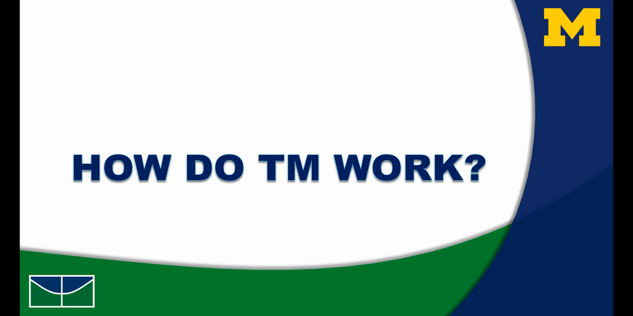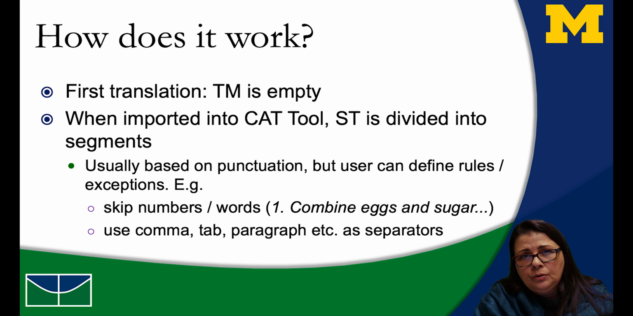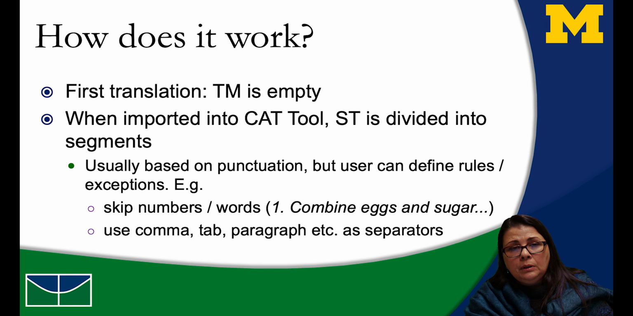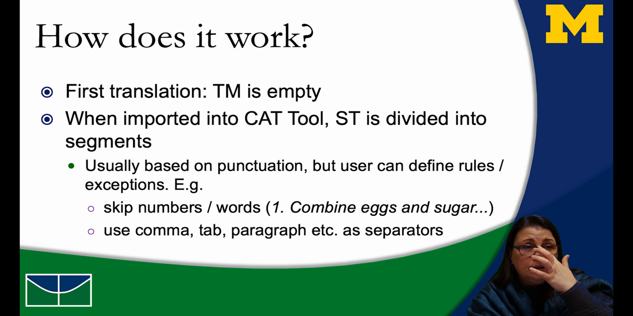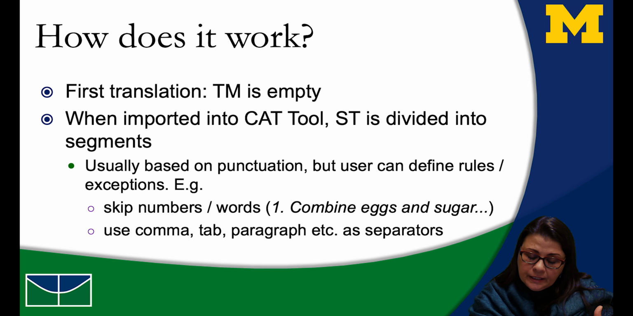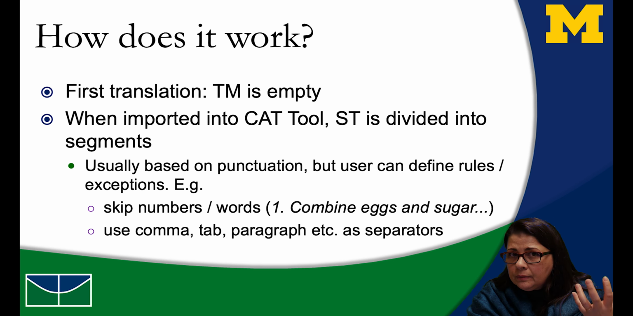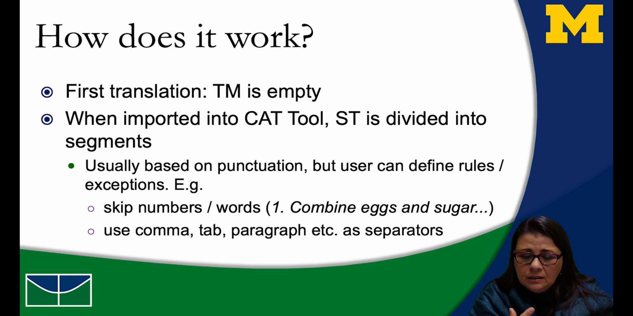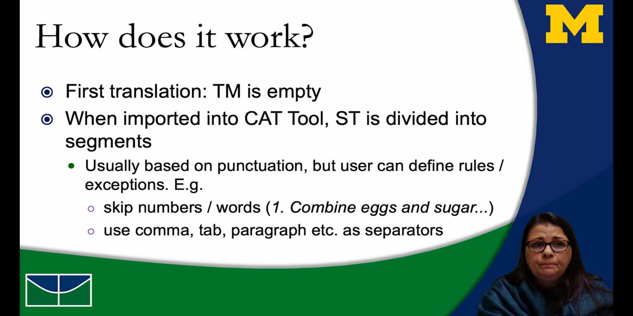So now let's have a look at how translation memories work. So when you first start using a translation memory, the translation memory is empty because it's filled by your work as you go through your text. And the same way that you divide your source text into segments, the translation memory also has the same segmentation because the units are divided using the same principle, except for a few details.